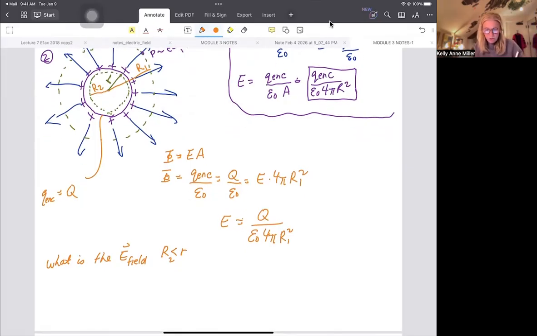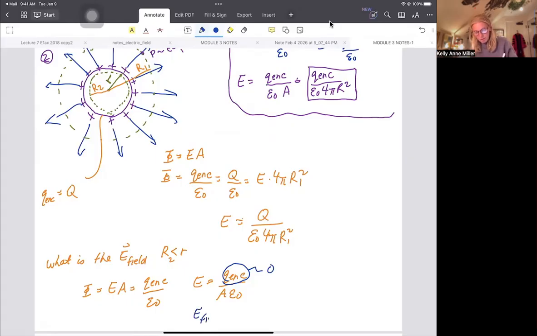Okay. So that is actually a very interesting result. You would follow the same procedure. You would say the flux equals E times A. It also equals Q enclosed divided by epsilon naught. So you could say that E equals Q enclosed divided by area times epsilon naught. But inside the new Gaussian surface, the R2 Gaussian surface, the Q enclosed is equal to 0. So the E field inside that shell is equal to 0.